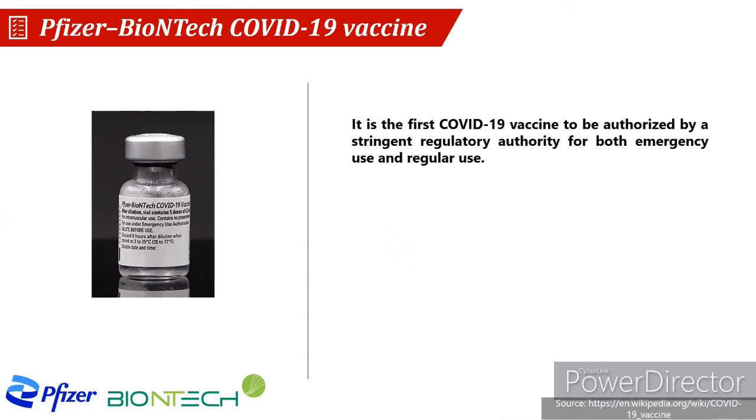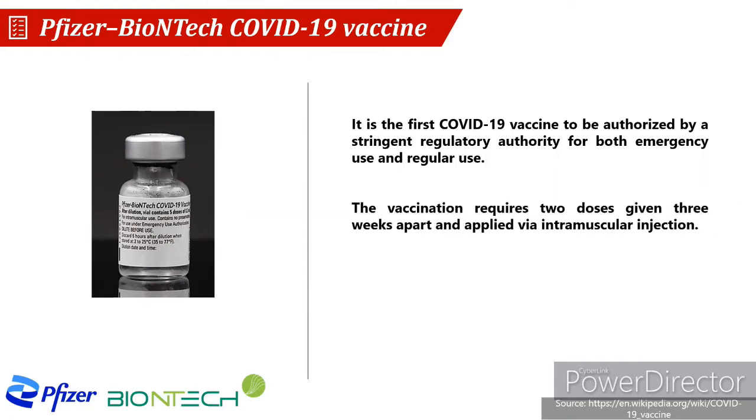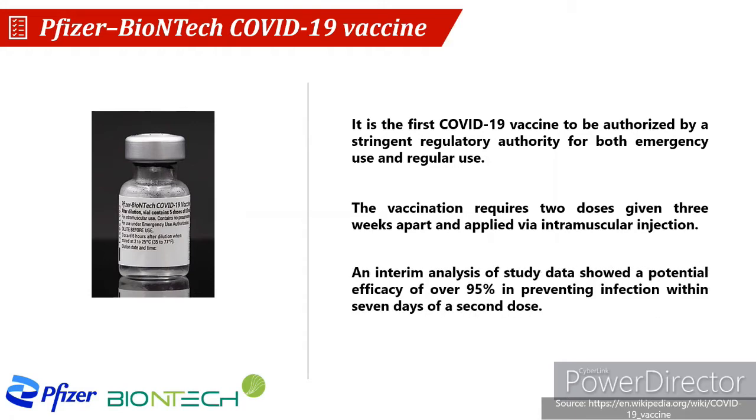It is the first COVID-19 vaccine to be authorized by the regulatory boards for use on an emergency basis or as a regular one. This vaccination procedure is pretty simple, with two doses given 3 weeks apart via intramuscular injection. In clinical trials, it has demonstrated an excellent efficacy of over 95% within 7 days of the second dose.